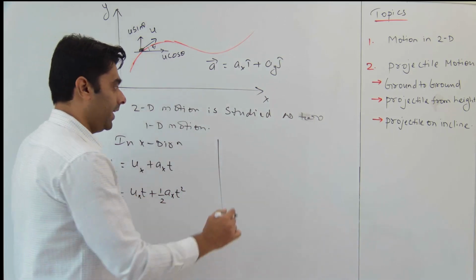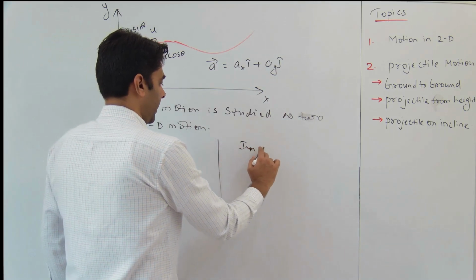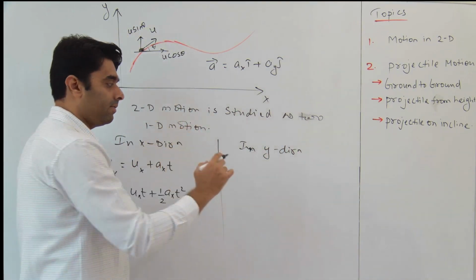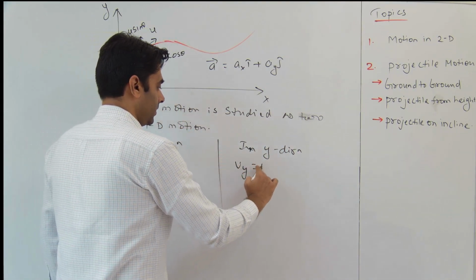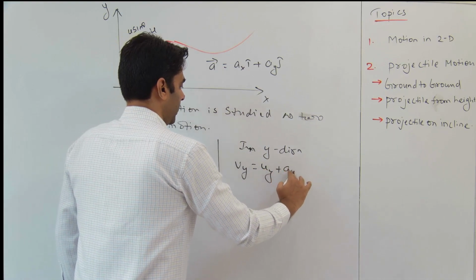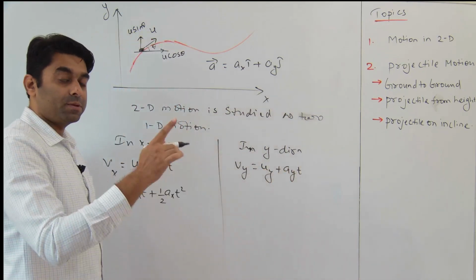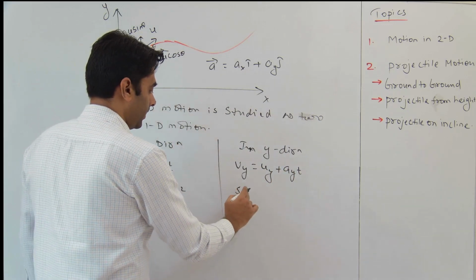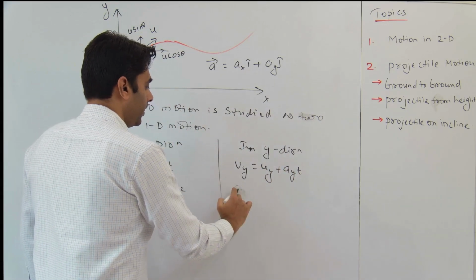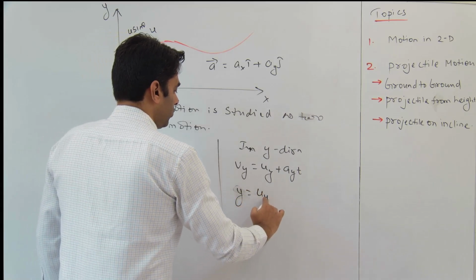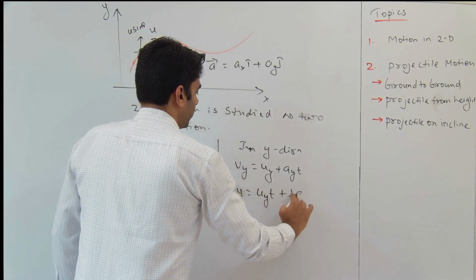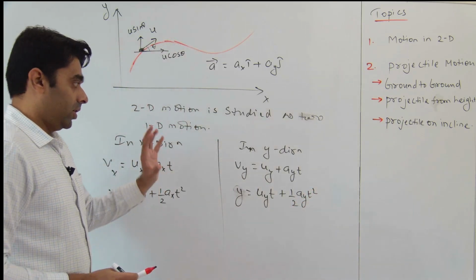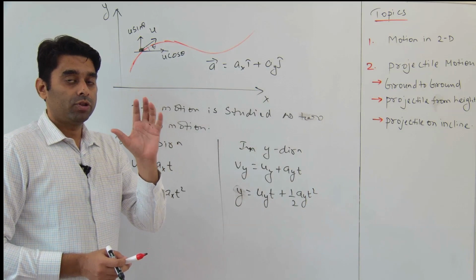Then in y direction, the velocity at time t we can write as vy is equal to uy plus ayt, and the displacement or position in y direction at any time t can be written as sy, or we can take it as y, is equal to uyt plus half ayt square. Okay, this is what we have got. Now this is how we deal with motion in 2 dimensions.